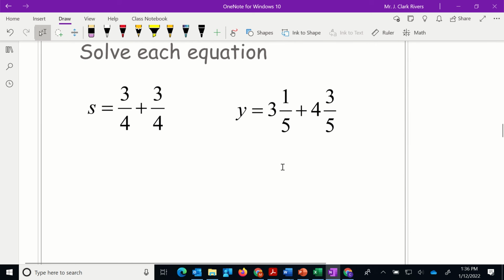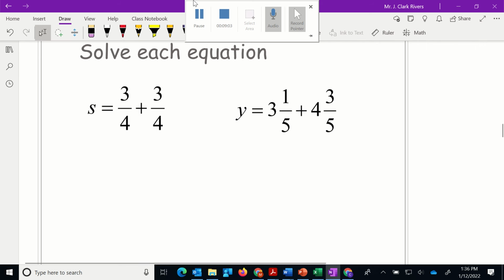Y'all want to try these two on your own? All right, try these two on your own. Solve each equation. Make sure you simplify your answer too. I'm going to pause the video now for folks at home. This first one here, 3/4 plus 3/4. Oliver, what'd you get? 6/4. Very good. And now can we simplify this?